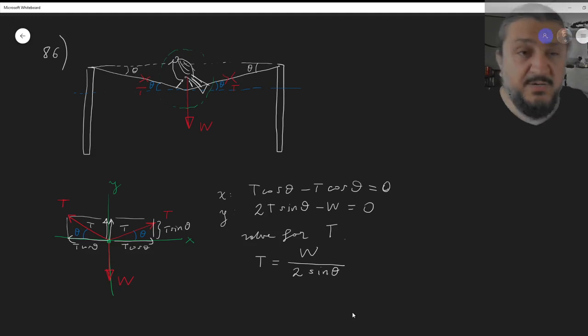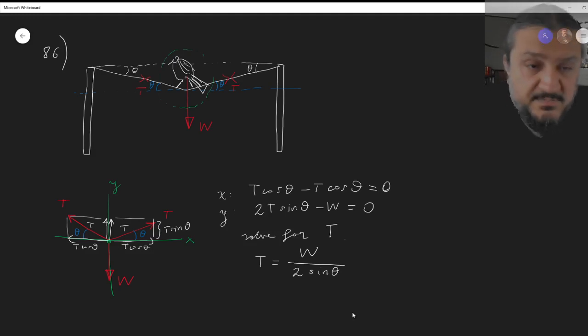I don't know what else to say about this problem. It's really that. We drew the free body diagram. T cosine theta, T sine theta. We're told to ignore the weight of the rope itself. We just did that.